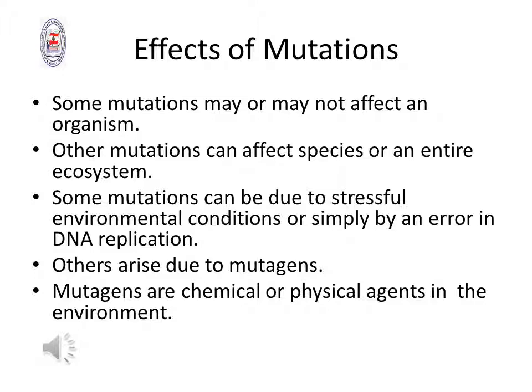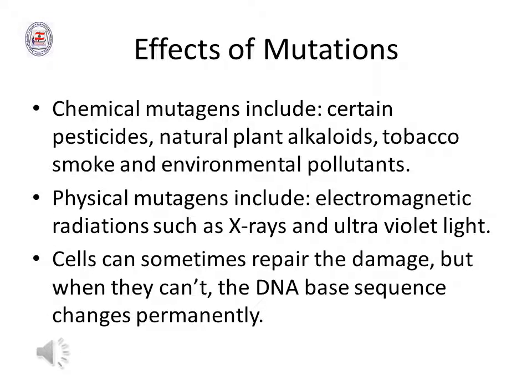Mutagens are chemical or physical agents in the environment. Chemical mutagens include certain pesticides, natural plant alkaloids such as morphine or the plants that give ephedrine, tobacco smoke, and environmental pollutants. Physical mutagens include electromagnetic radiations such as X-rays and ultraviolet light. Cells can sometimes repair the damage, but when they can't, the DNA base sequence changes permanently.